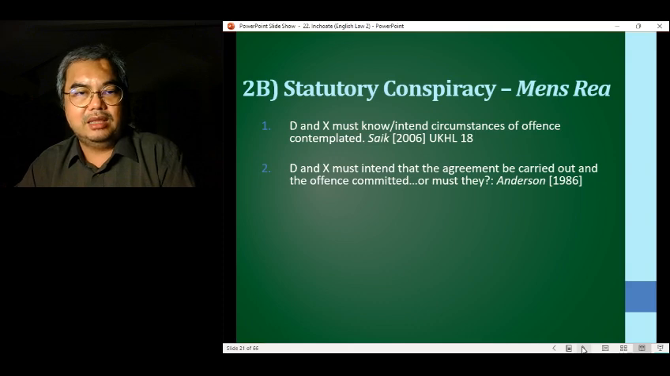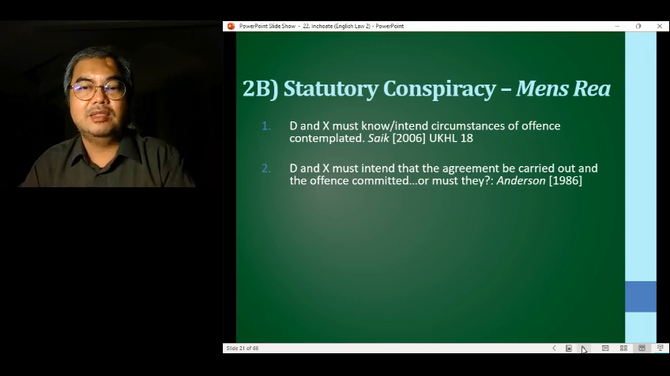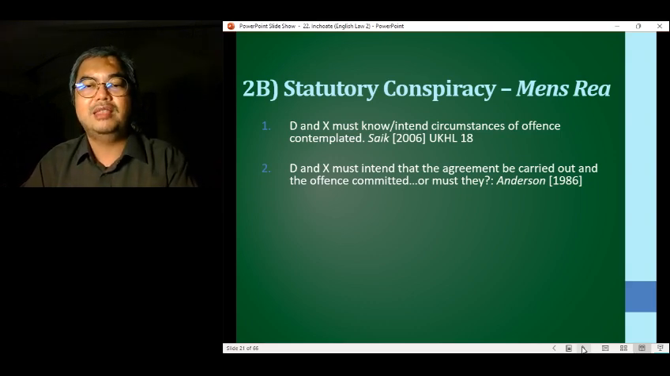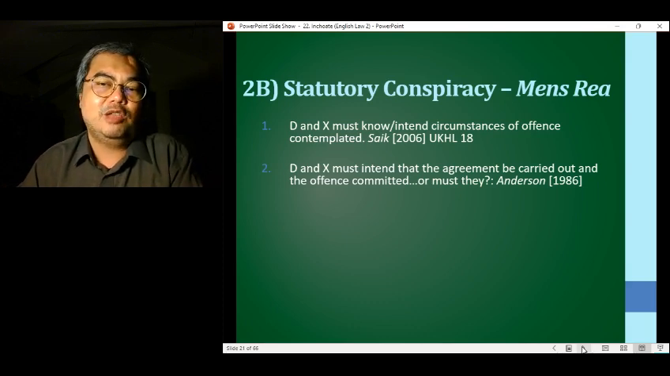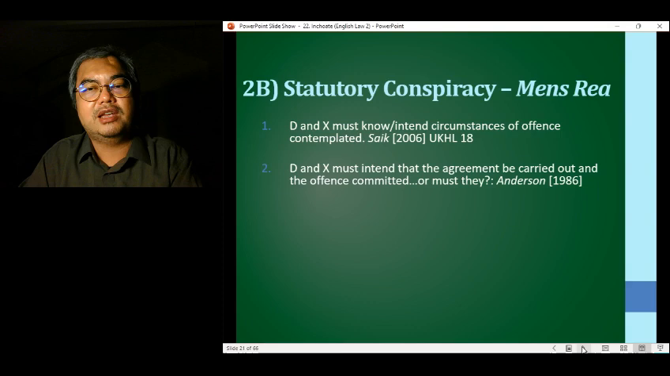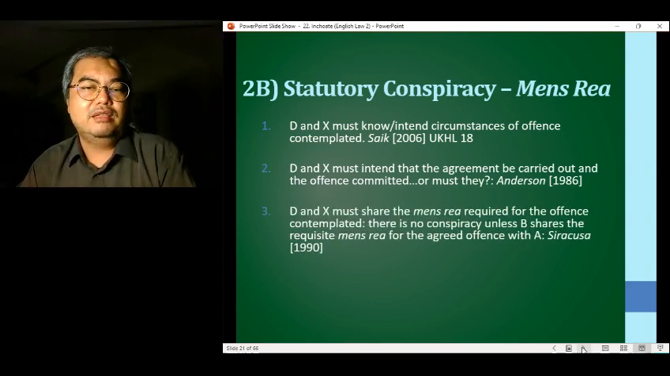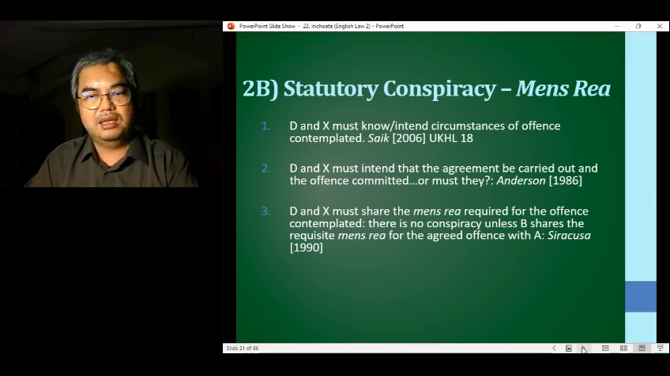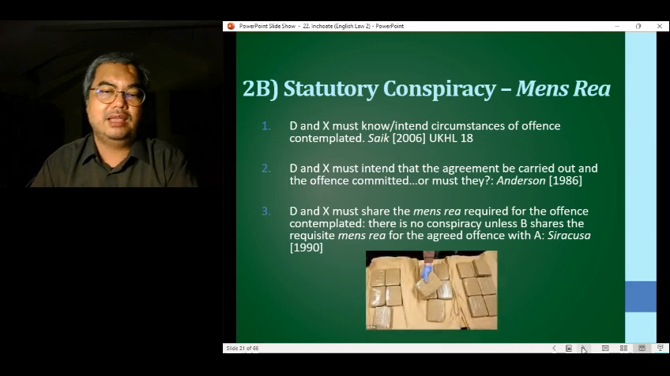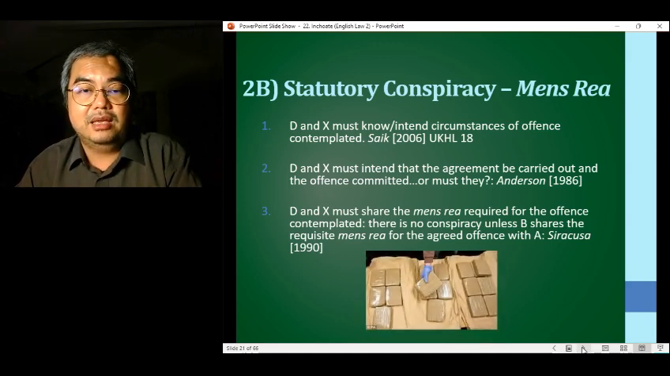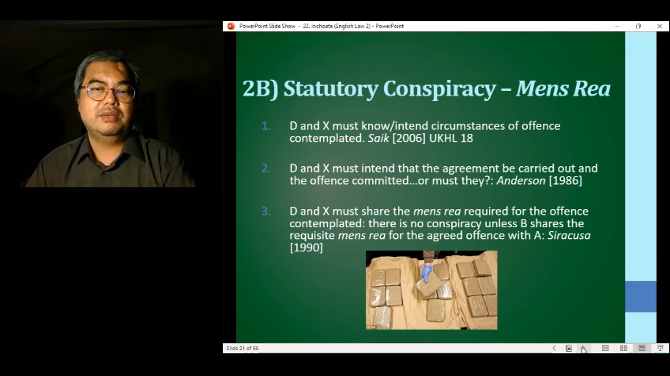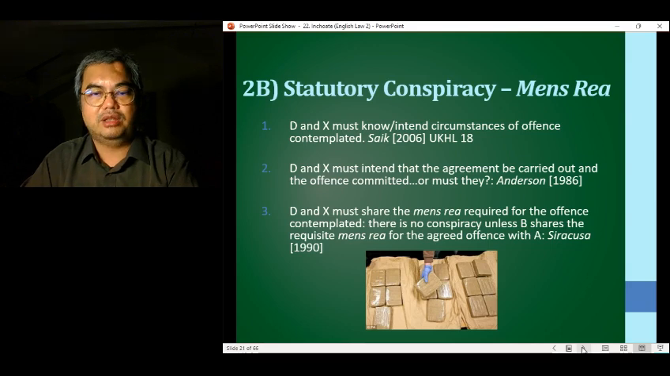The second mens rea is that the defendant and the conspirator must intend that the agreement be carried out. So you agree on something and you must intend that the agreement must be carried out. Of course, according to Anderson, which we saw earlier on, they don't have to intend for every part of the agreement to be carried out. As long as there's intention for some part of the agreement to be carried out, that would be sufficient. And finally, the defendant and the conspirator must share the mens rea required for the offense contemplated. There's no conspiracy unless B shares the requisite mens rea for the agreed offense with A. This was decided in the case of Siracusa, which was basically trafficking in drugs, but the court said that they must have the same requisite mens rea for the offense that they agreed to carry out.